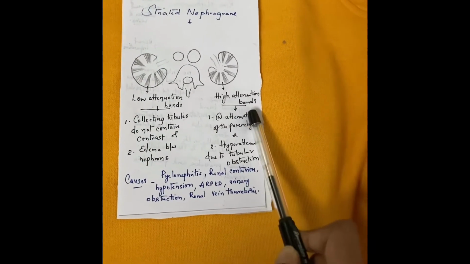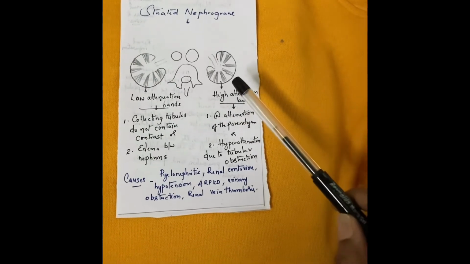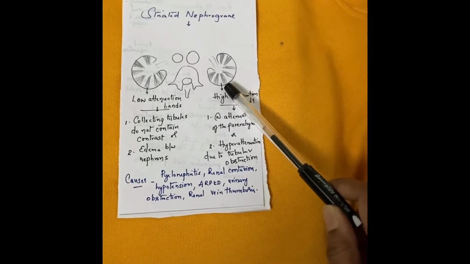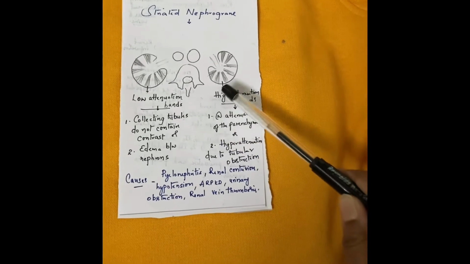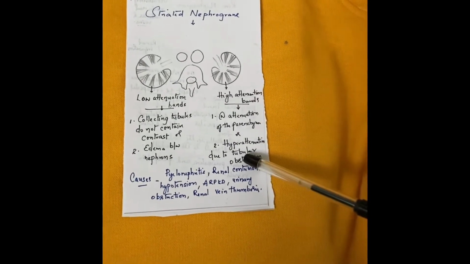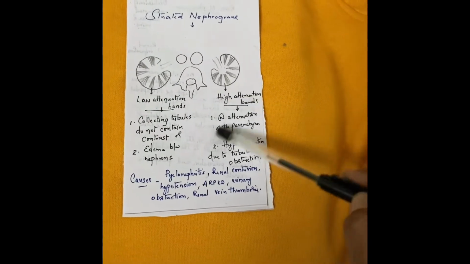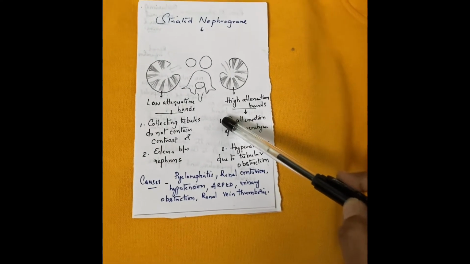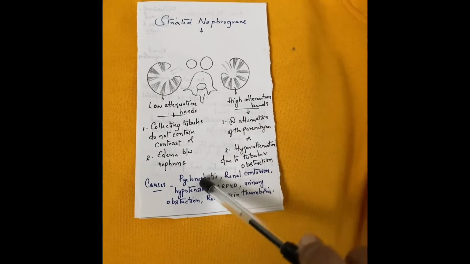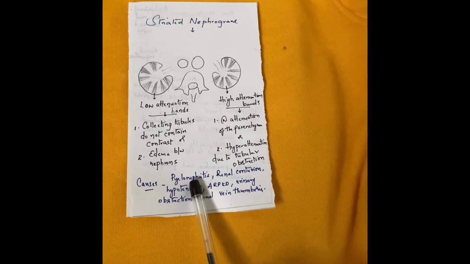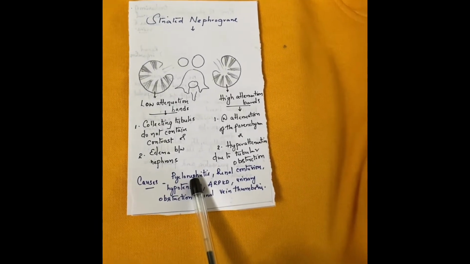Due to this, there will be low attenuation bands. Why are there high attenuation bands? High attenuation bands may be a normal attenuation of the parenchyma, or it may be due to hyperattenuation due to tubular obstruction. Why is there tubule obstruction? Tubule obstruction may be due to pus causing tubule obstruction in pyelonephritis, or due to proteinuria or myoglobinuria.